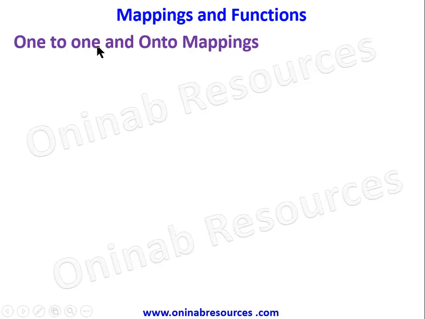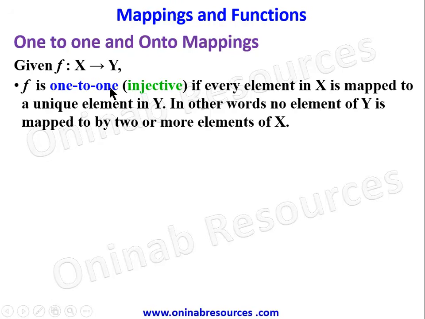We go to one-to-one and onto mappings. Given f as a mapping from X to Y, f is one-to-one or injective mapping if every element in X is mapped to a unique element in Y. In other words, no element of Y is mapped to by 2 or more elements of X. So what we are saying is every element in X has one and only one image in Y. So there's no situation where 2 elements in X have the same image in Y.